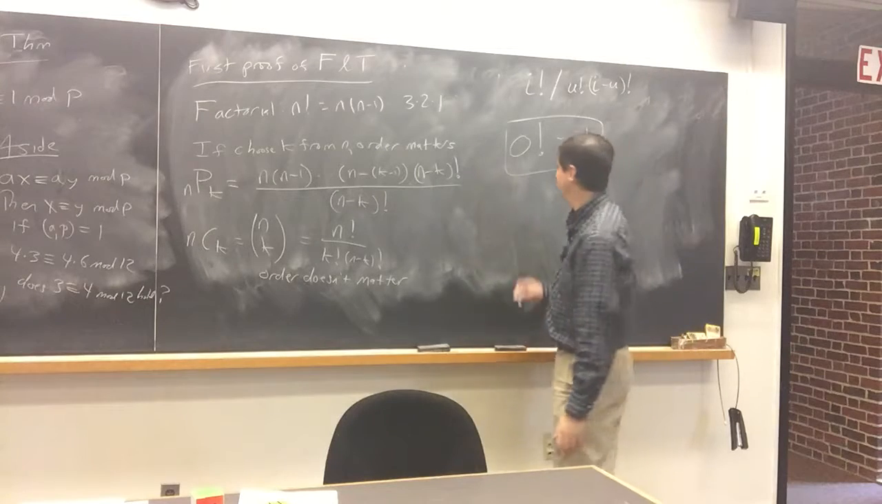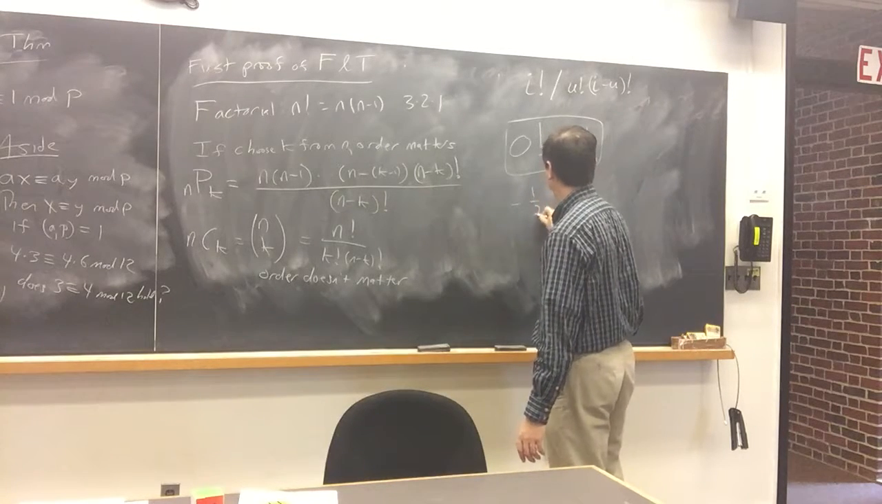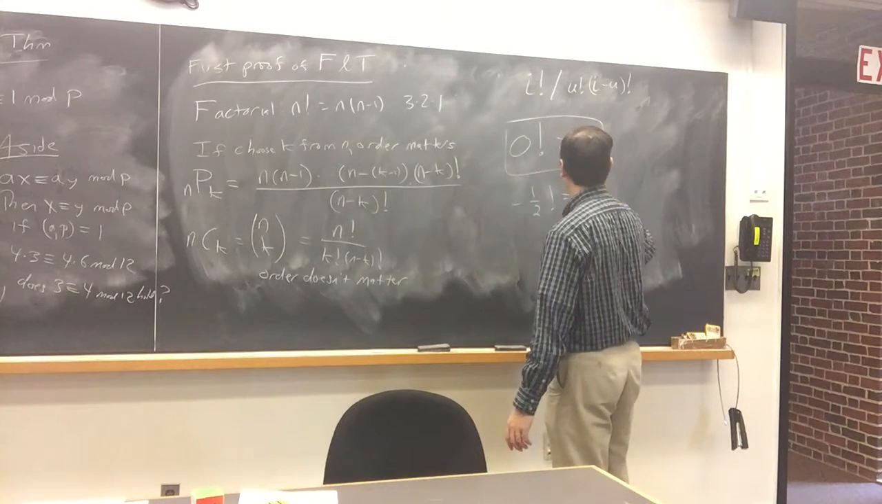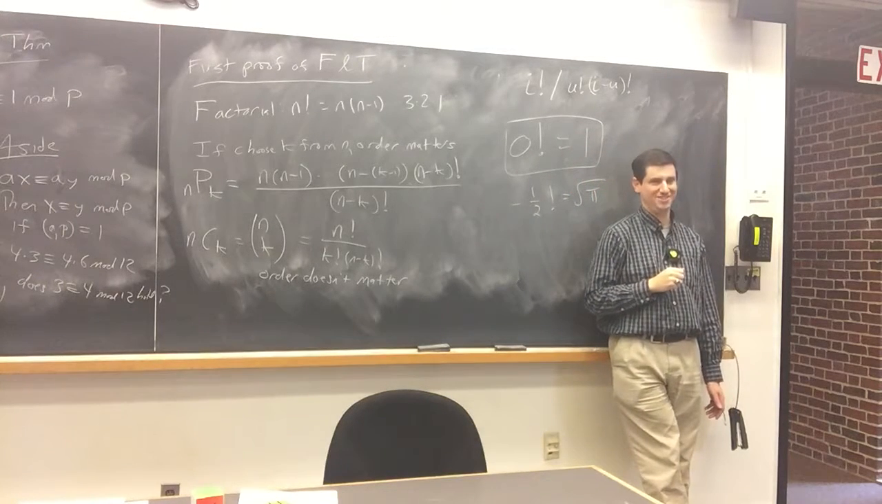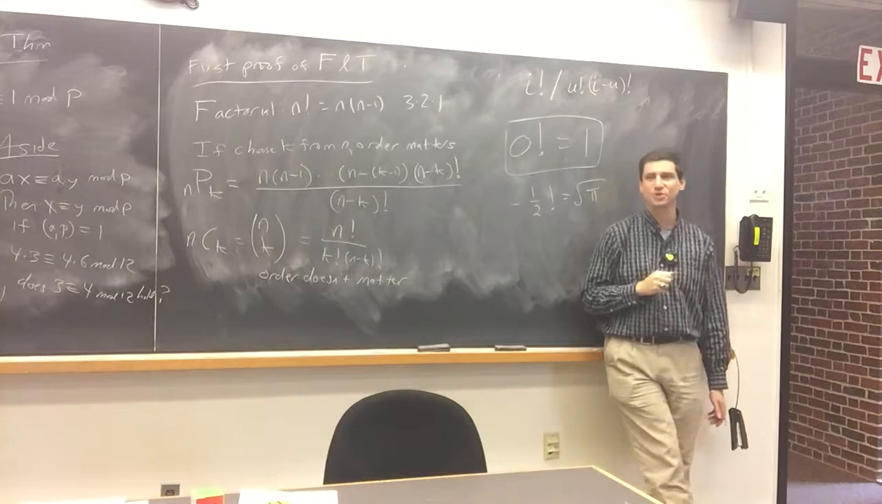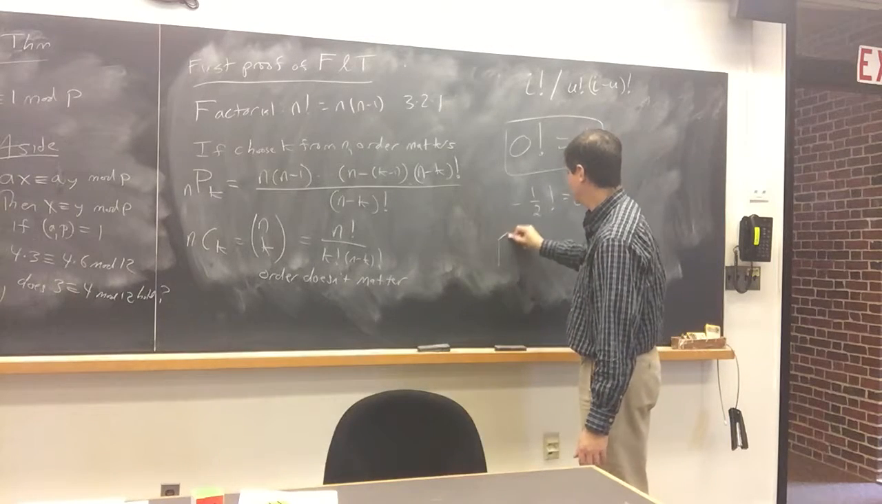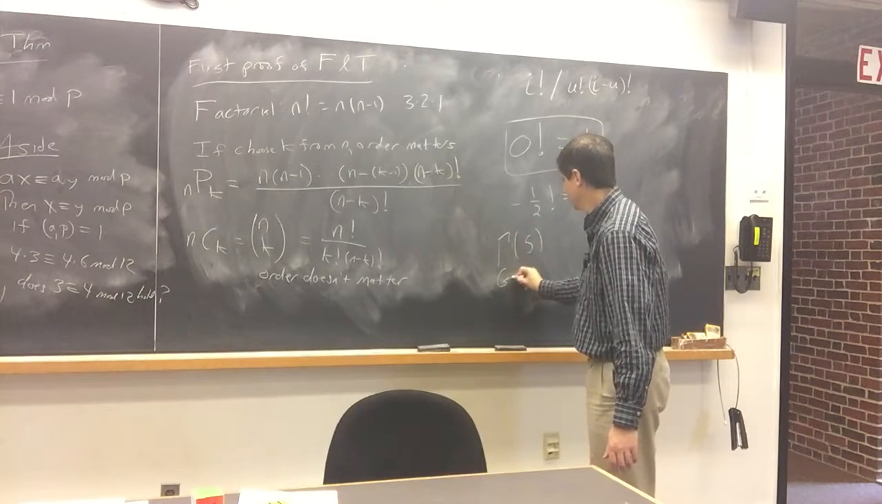Later on, if people are interested, maybe we will see that -1/2 factorial equals the square root of pi. There's a way to generalize the factorial function. And it turns out this is an extremely important generalization. It's called the gamma function.